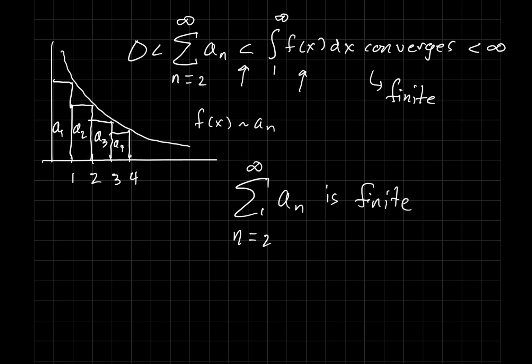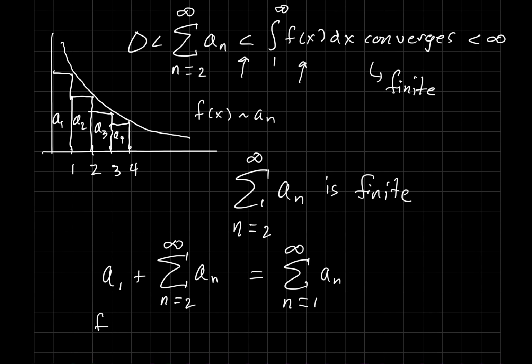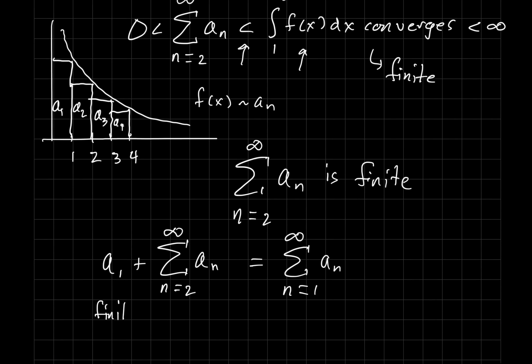But we know that a sub 1 is finite, and that a sub 1 plus the series from 2 to infinity is, of course, the series from 1 to infinity. So finite, because a sub 1 is finite, plus another finite, because this series is less than the integral, gives us a finite answer as well, which means our series converges.